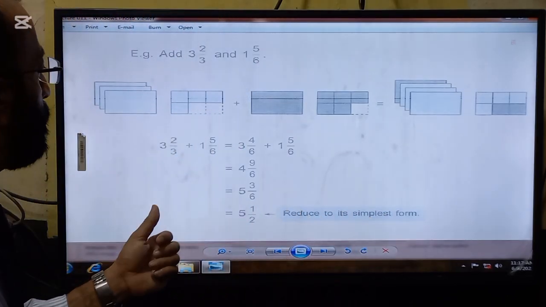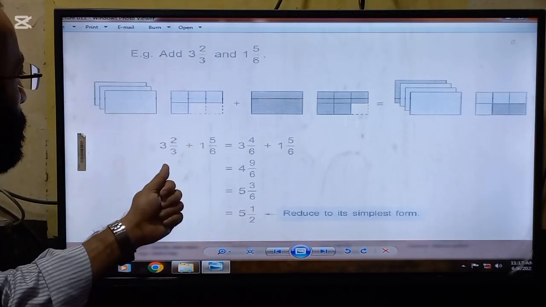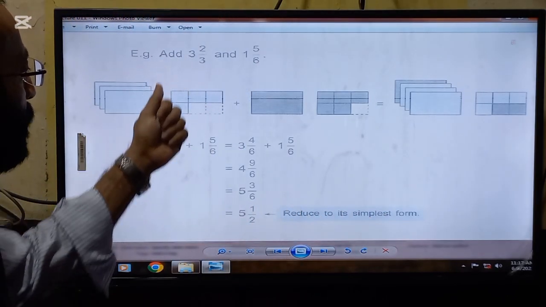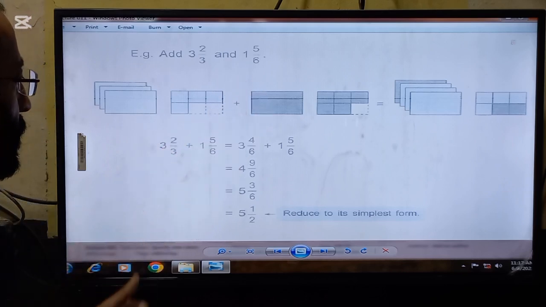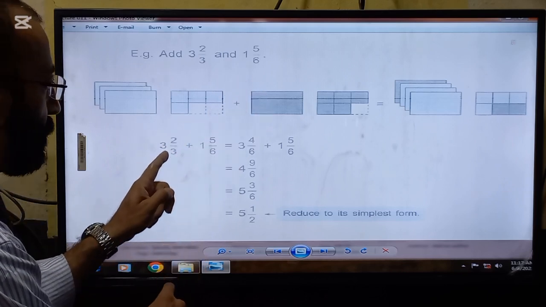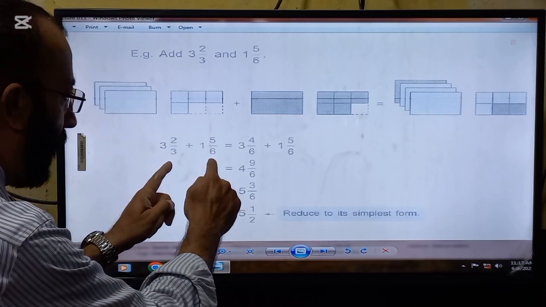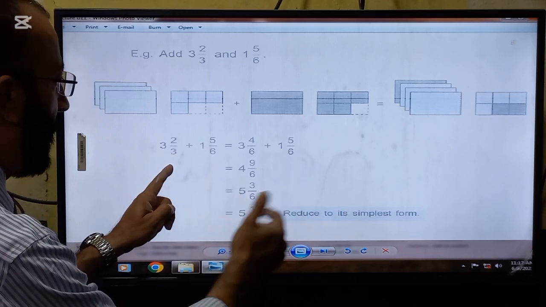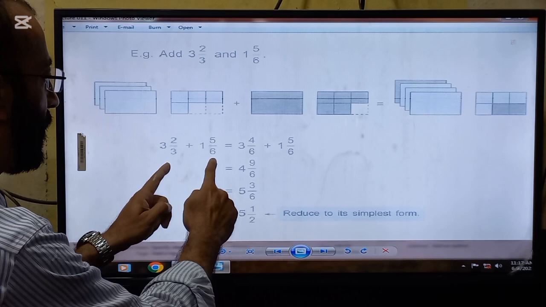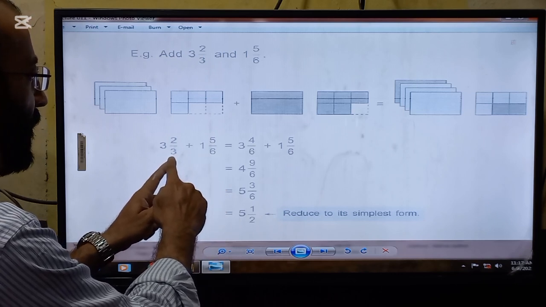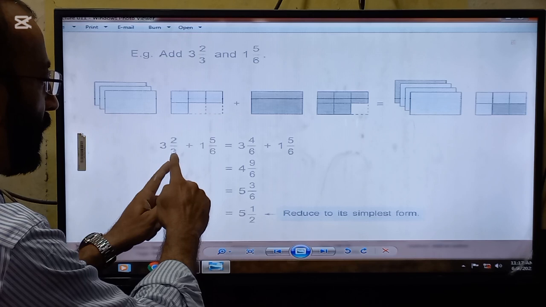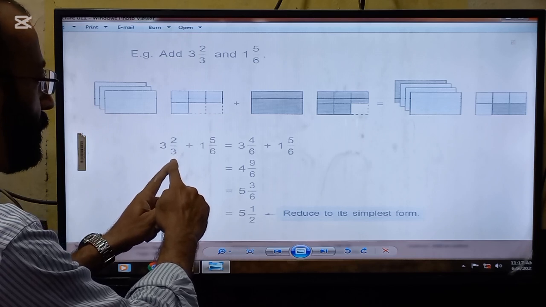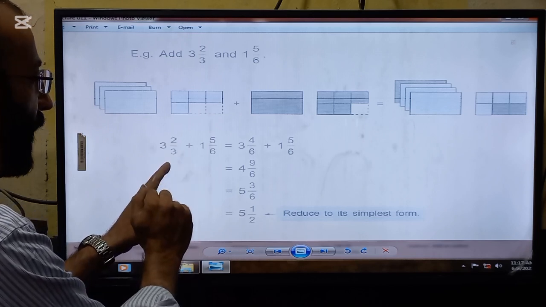So look now, the first method. So 3 whole number 2 by 3, because add is the requirement, a plus sign will be placed, and this is the second number. Now we are going to convert these fraction parts into like fractions. Because this is 6, this 3 can be converted into 6 as well by multiplying it with 2. If we are multiplying the denominator with 2, we have to multiply the numerator with 2 as well.